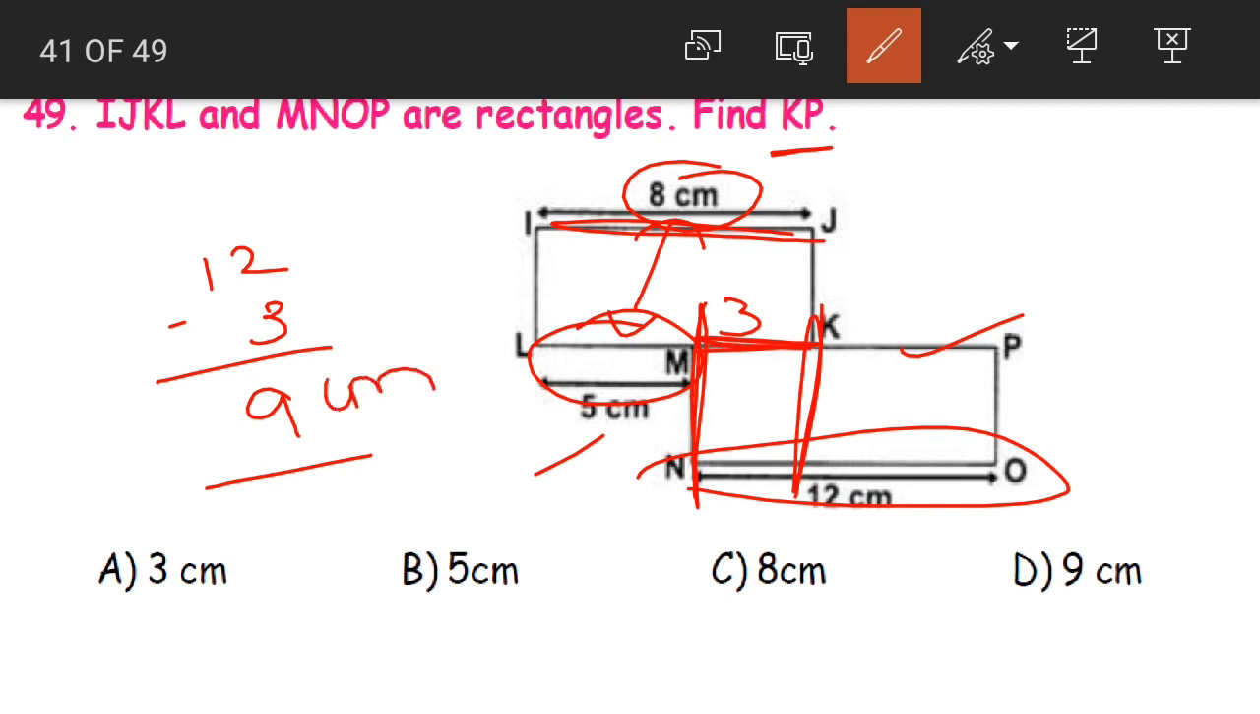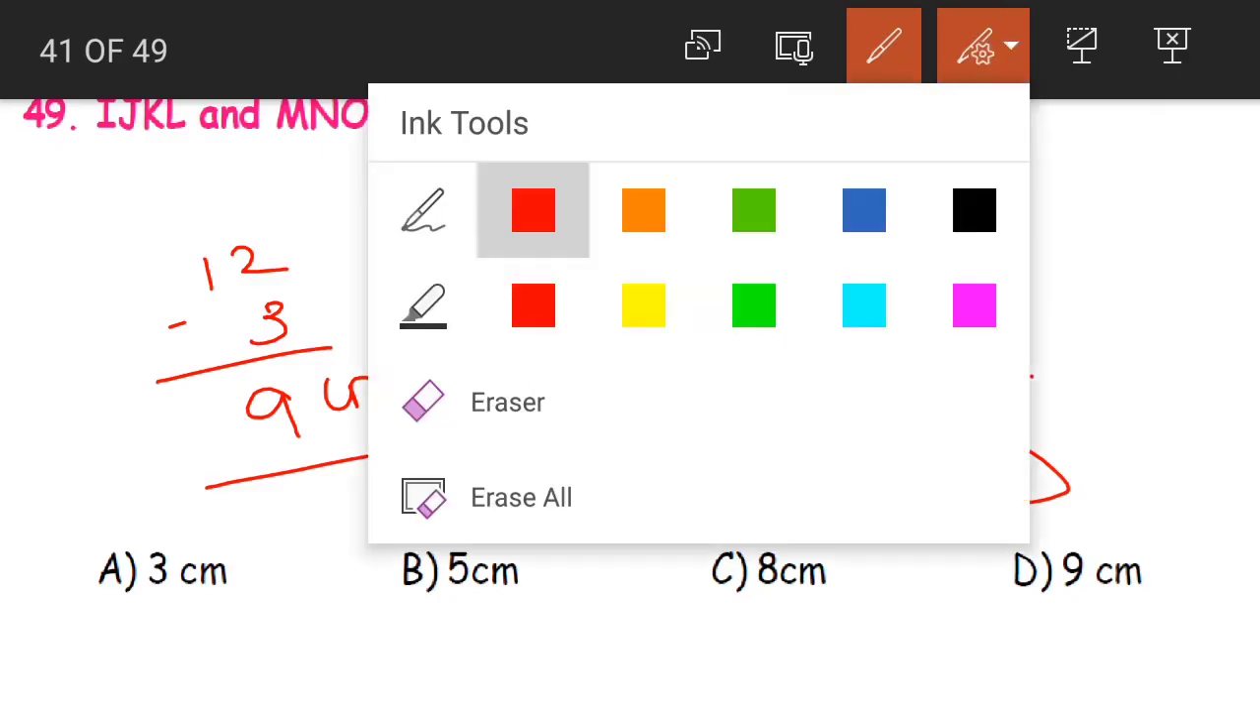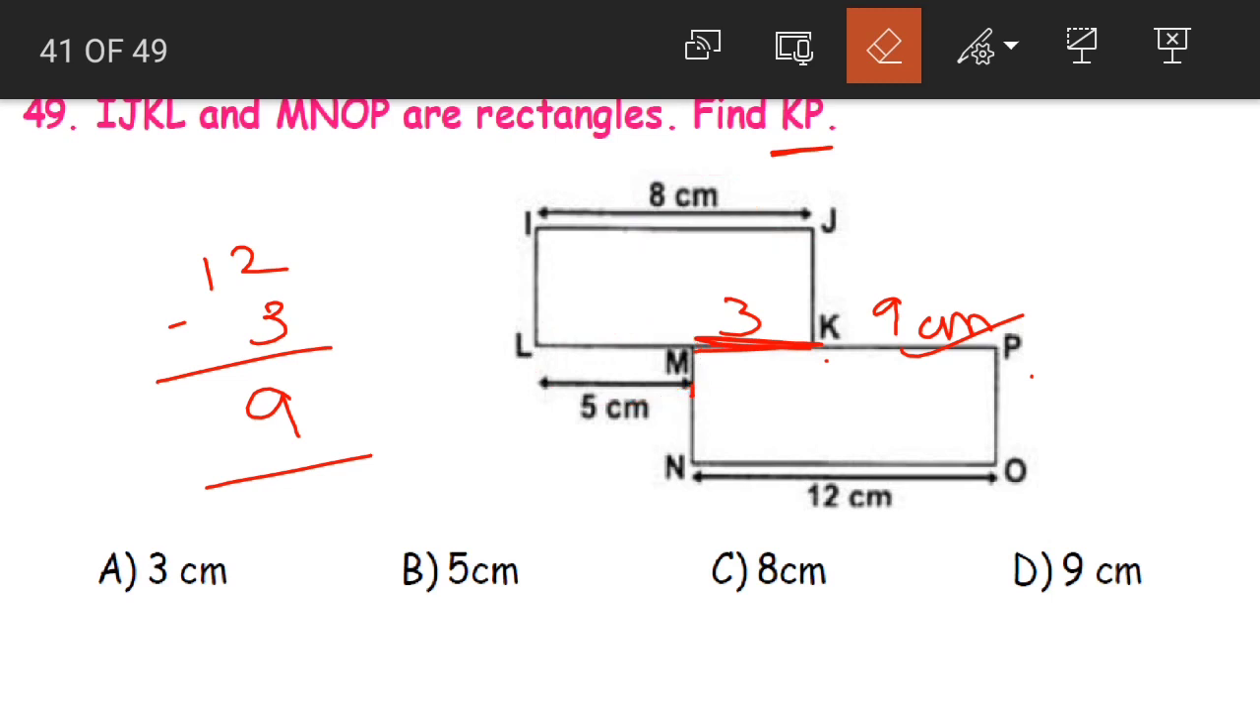Now what is this 9 centimeters? This is the length of our KP. Is this clear? The length of KP is equal to 9 centimeters. See, if you want, you can verify. How to verify? Now when you add 9 and 3, you will get 12 centimeters.